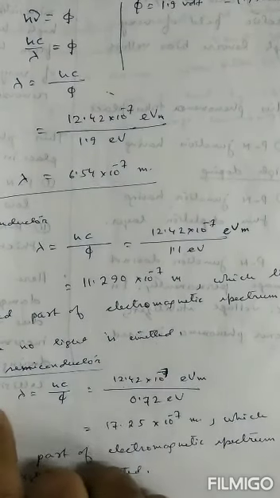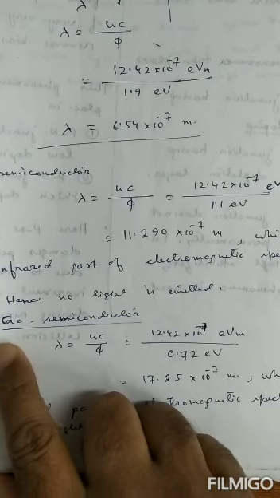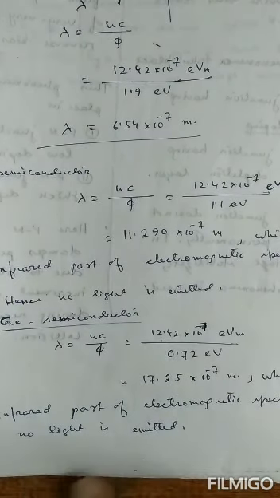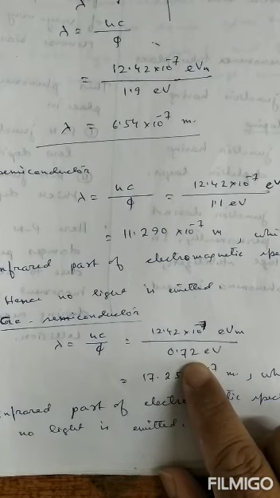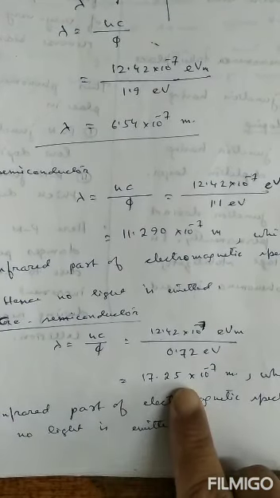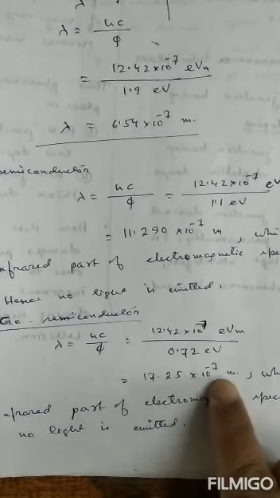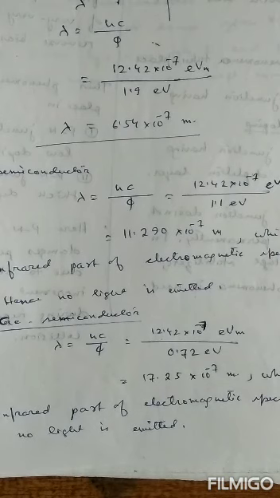Or if we see for the germanium semiconductor, its band gap is 0.72 electron volt. Therefore, the energy of the emitted photon gives a wavelength of 17.25 into 10 to the power minus 7 meter, which also lies in the infrared part of the electromagnetic spectrum.